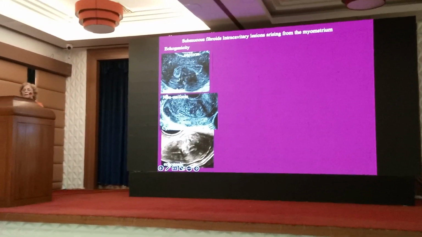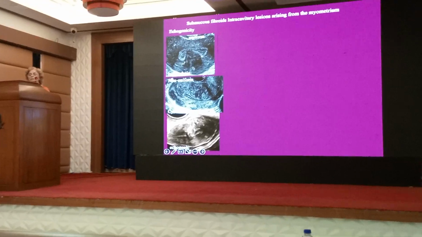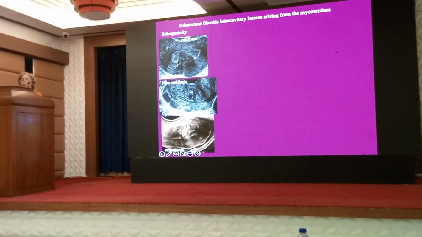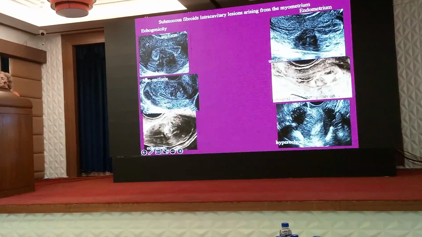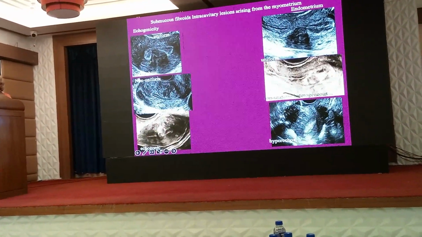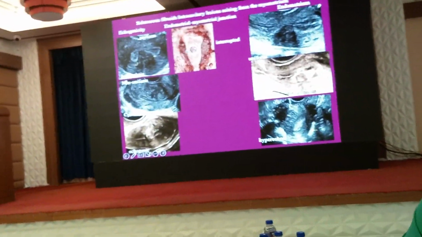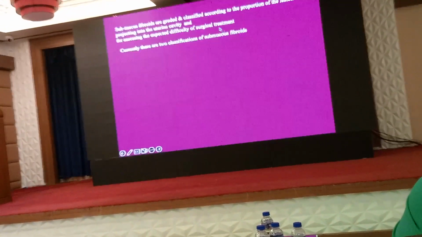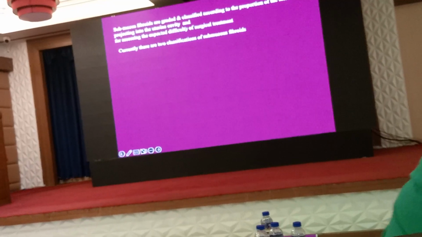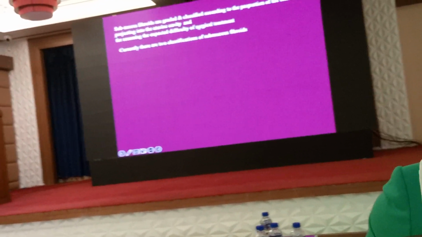So when we're looking at the submucous fibroids, we're looking at the texture, whether they're hypoechoic. We look for the endometrial echogenicity. We look for the myometrium, whether the myoma texture is uniform, hypoechoic, non-uniform, echogenic. What is the response on the endometrium, which is trilaminar, is it distorted or is it echogenic? And how far is it going into the endometrial cavity? And they are classified according to the proportion which is projecting into the uterine cavity.